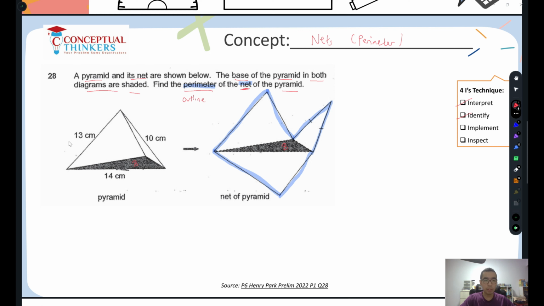So first we have 13, right? So 13 is this line here. So I'm going to identify where it should be. So it should be this. When you open it up, it should be here. So this is actually my 13.